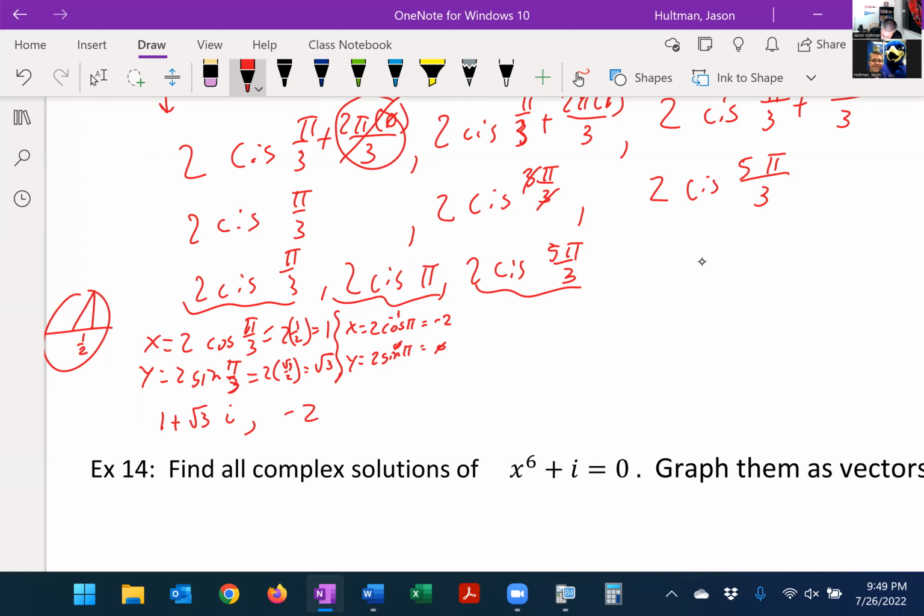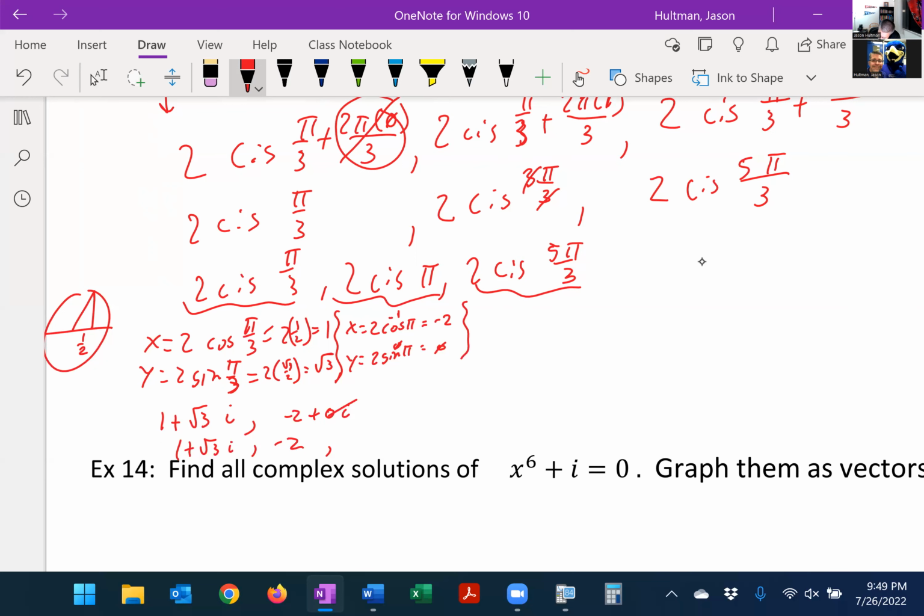That's the real value that we got before. Okay, so we get -2 plus 0i, but 0 times i, that just goes away. And so we're just left with -2. Okay, the next one here, the last one.